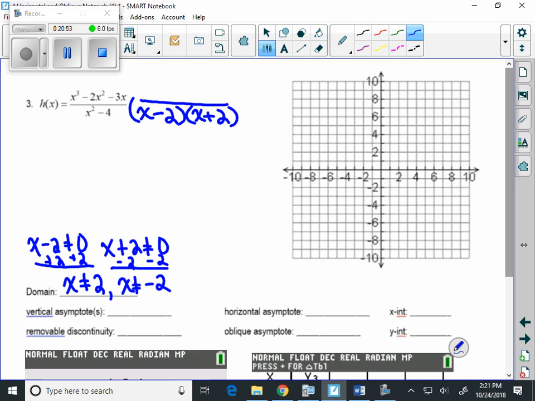And if you prefer to use your plus or minus, use your plus or minus. And really, if I get technical, I should say that it's for all real numbers such that x doesn't equal 2 and x doesn't equal negative 2.